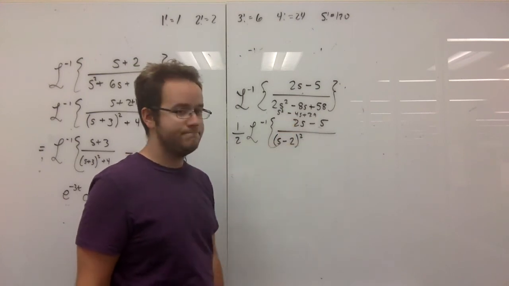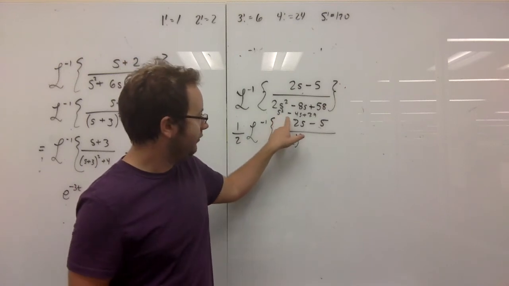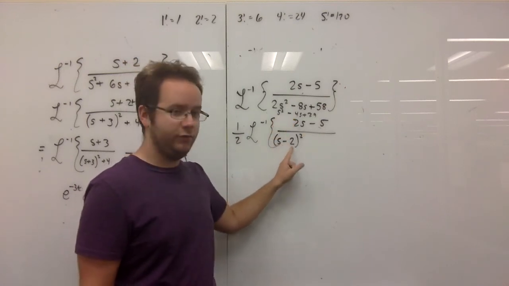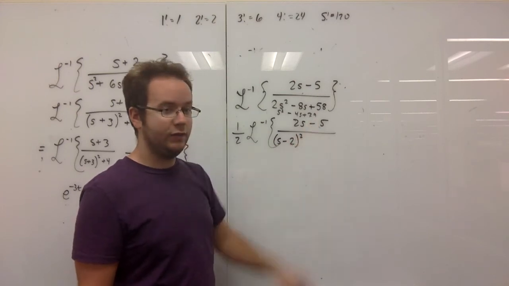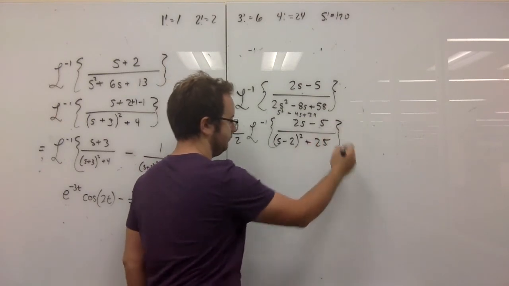What's 2 squared? Sorry, I'll let you catch up. S squared minus 4s becomes s minus 2 squared, but I square that value of 2 there. What's 2 squared? 4. Peel it off the 29 to get what? 25. Good?